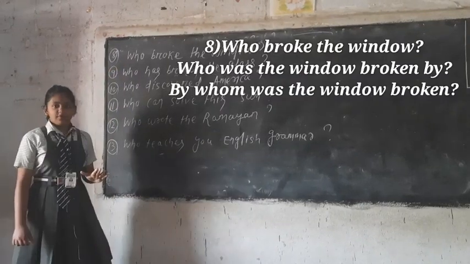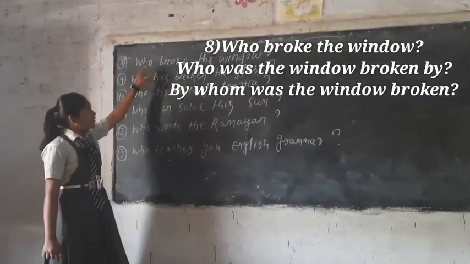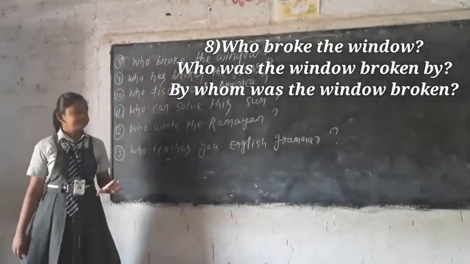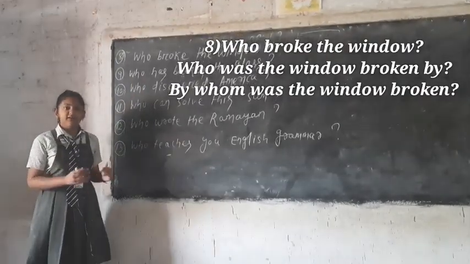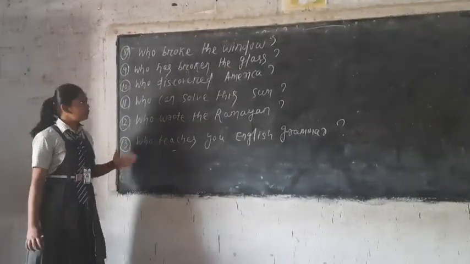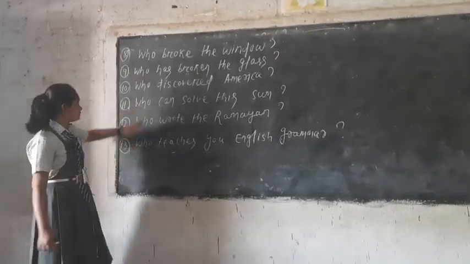And another passive voice is, by whom was the window broken? Here by is at the beginning of the sentence. By whom was the window broken?